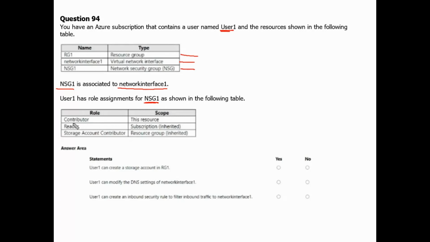User 1 is contributor on the network security group. User 1 is reader on the subscription, therefore can read everything in the entire subscription. And user 1 has the storage account contributor role assigned on the resource group, meaning RG1.